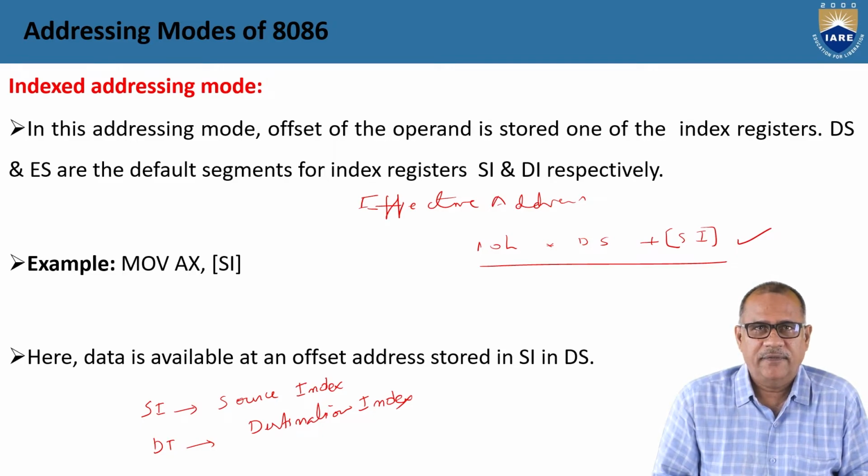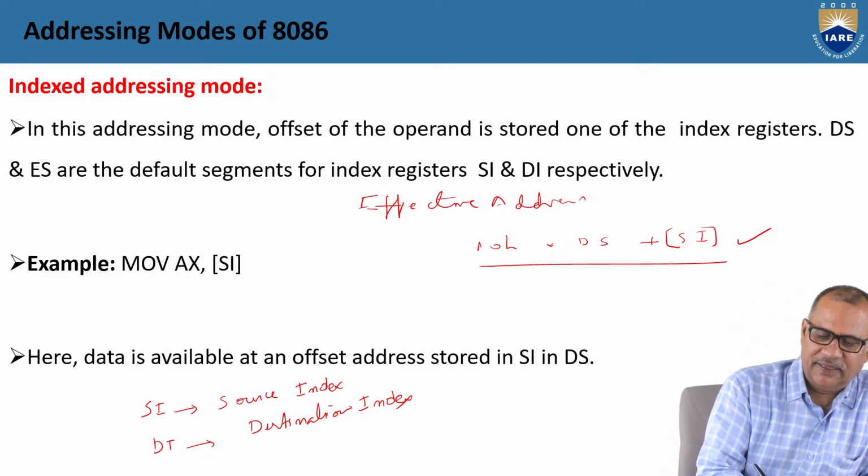If I say MOV AX, [SI], the effective address is calculated by taking the base address from the data segment and adding the offset address to it. The contents of that memory location and the next memory location are transferred to AX.